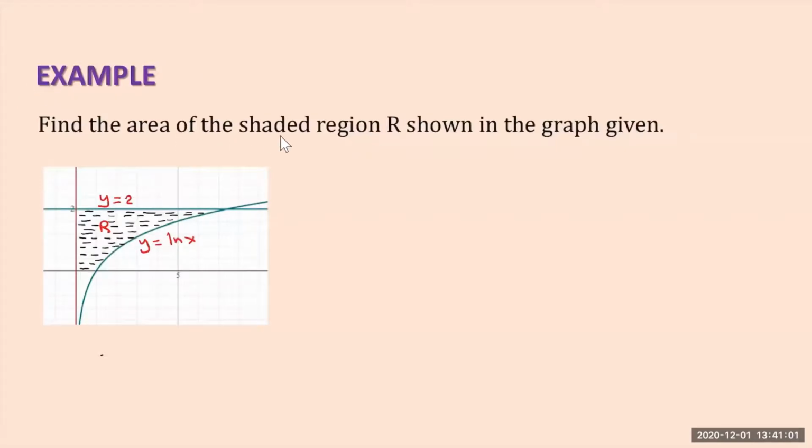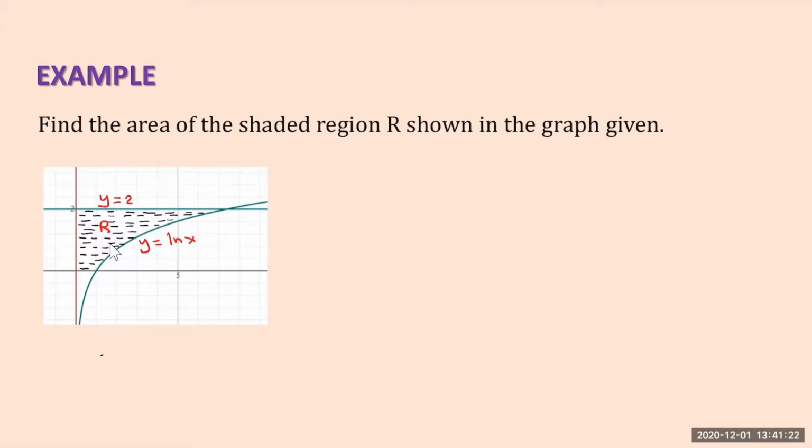Example: find the area of the shaded region R shown in the graph given. Here we have one function in blue, that is y equal to 2. Here is the other function in blue, which is y equal to natural log x. And here is the region R, which is stated here. We have to find the area of that.